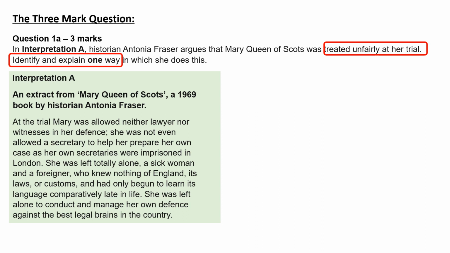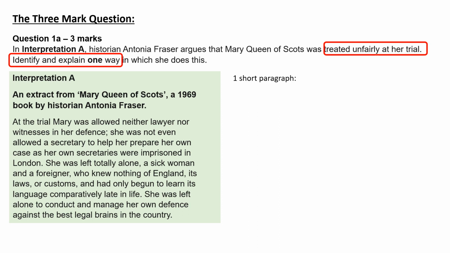It says, at the trial, Mary was allowed neither lawyer nor witness in her defence. She was not even allowed a secretary to help her prepare her own case, as her own secretaries were imprisoned in London. She was left totally alone, a sick woman and a foreigner who knew nothing of England, its laws or customs, and had only begun to learn its language comparatively later in life. She was left alone to conduct and manage her own defence against the best legal brains in the country. So that's the snippet that we've been given, and the way that we would address this is as follows.